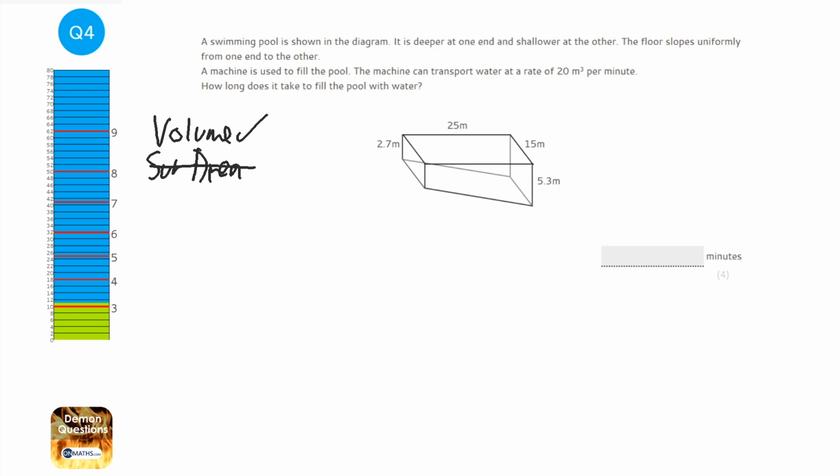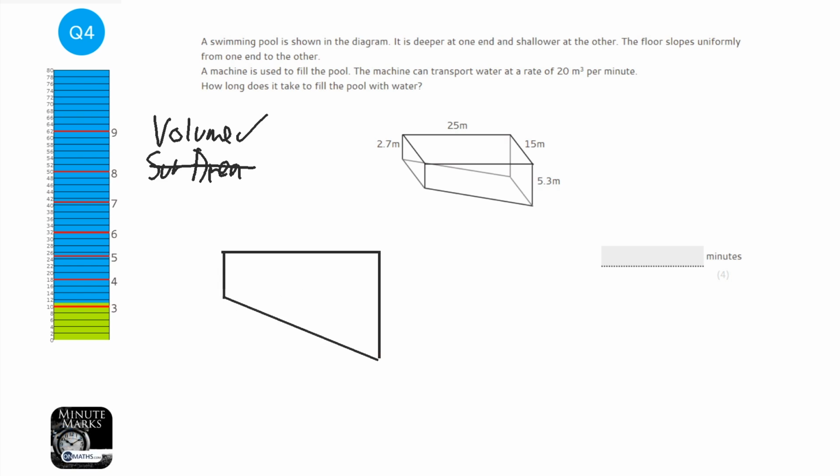Now, a way of approaching this is to figure out what the shape is. Well, the shape is a trapezium-based prism. So we've got to first of all work out what the area of the trapezium is. So I'm going to draw the trapezium out first. And that height is going to be 2.7, that side 5.3, and 25 across. I'll leave off meters because I know they're all in meters, but do check they are all in meters when you do this.